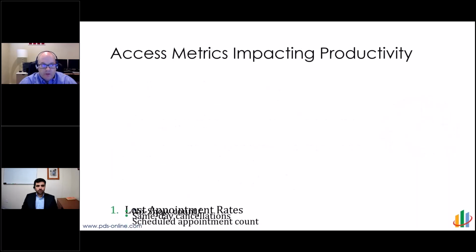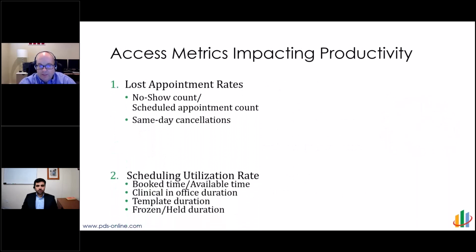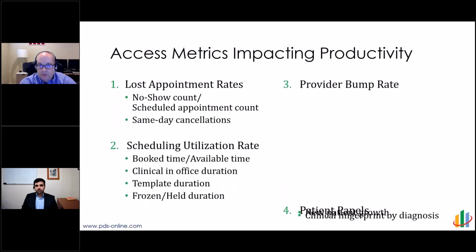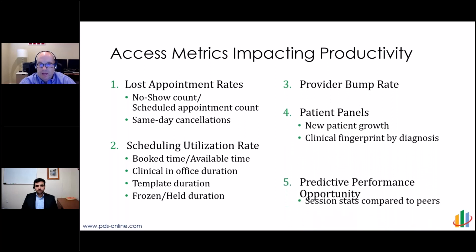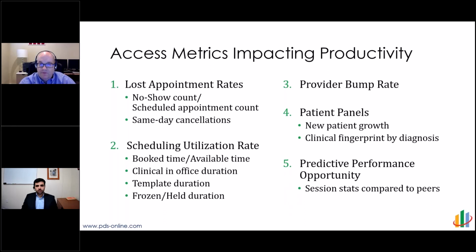So some of the common metrics that I like to look at for productivity when we're doing that is lost appointment rates. Those are no-show appointments and same-day cancellations. If you have high levels of that, that's a very inefficient period, because that's time that we're usually not able to backfill, but it was held in the schedule. So a lot of times that's just unproductive time. And if we have high levels of that, we probably need to find a way to address that. In addition to that, we need to start looking at scheduling utilization, again, with the in-office duration versus the templated duration, and understanding frame sizes and what's frozen and what's held.